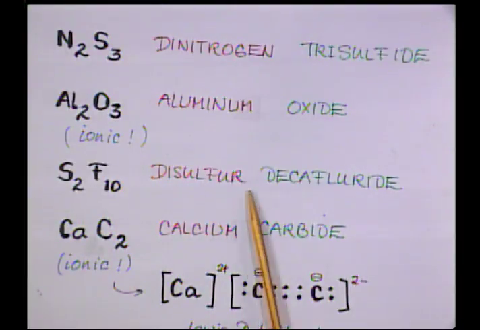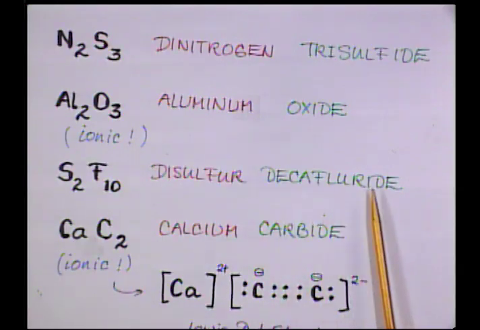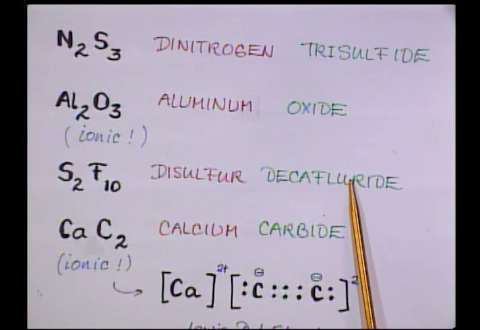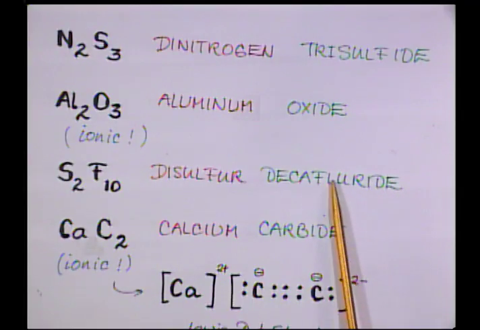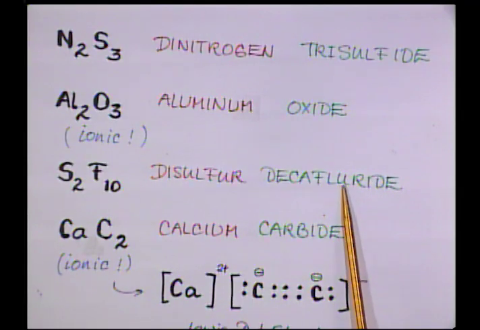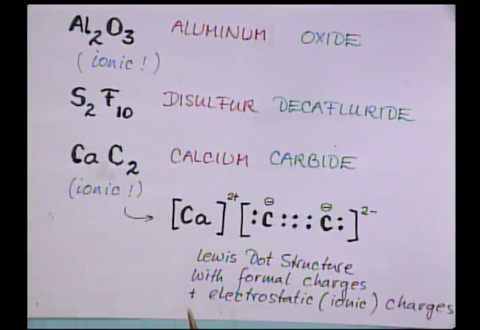Here we have a covalent substance again with 2 sulfurs and 10 fluorides. How do we name this compound? Well, we say disulfur decafluoride. And there's a little O forgotten here, so I made a misspelling. But it should be fluoride. And this last compound is very interesting.